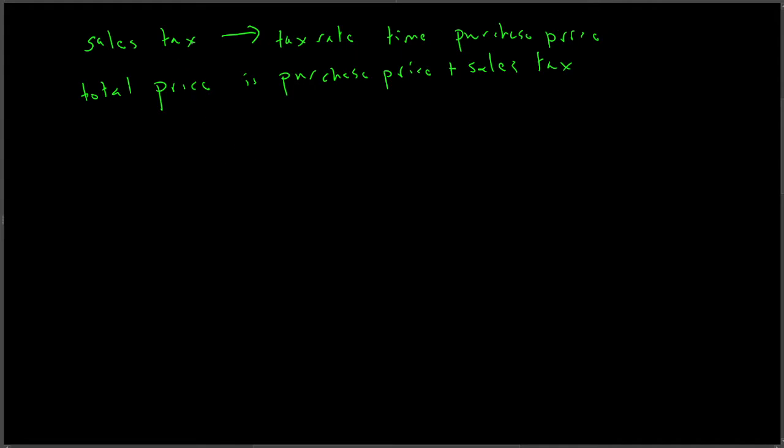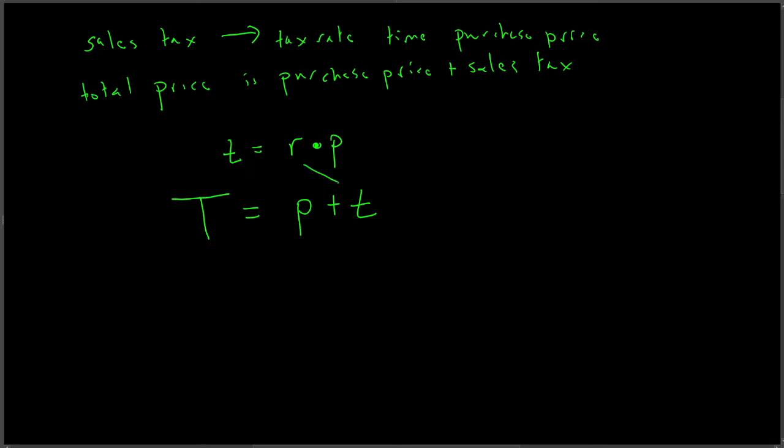I want to use some variables. The sales tax, I'll call T, is the tax rate times the purchase price. The total price, so I'll make this a capital T, is the purchase price plus the tax rate. Now, a neat trick comes out of this.